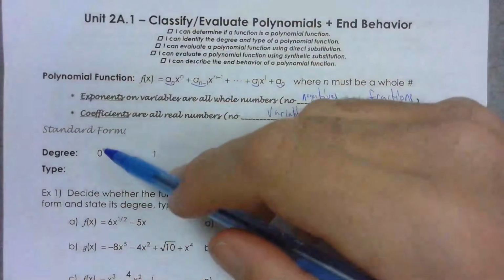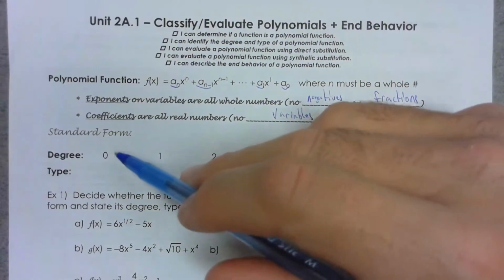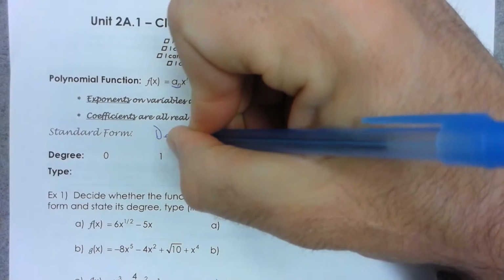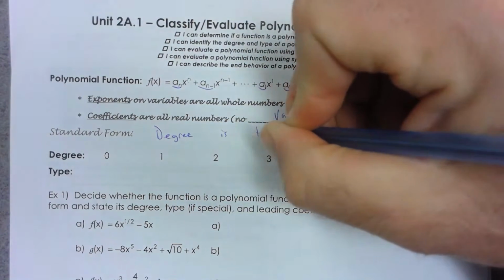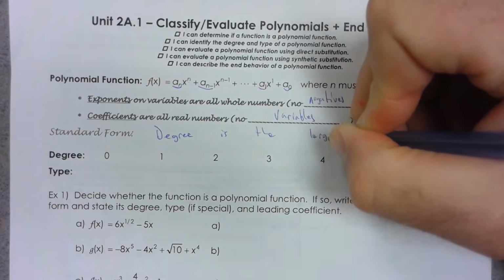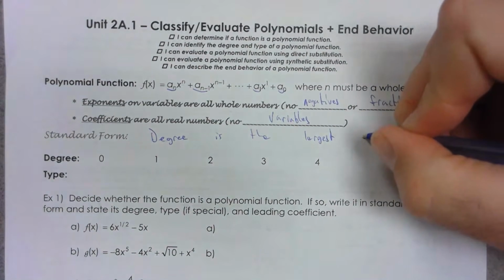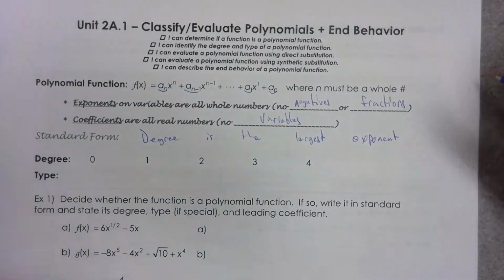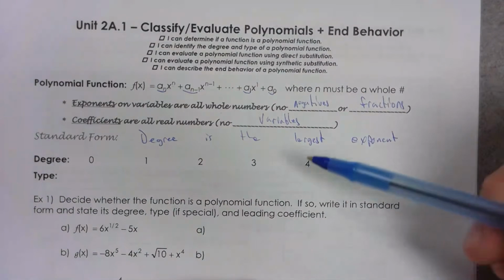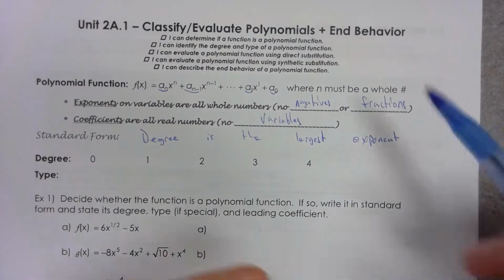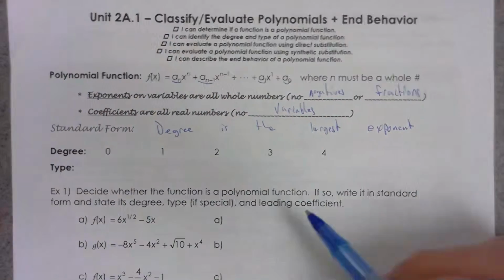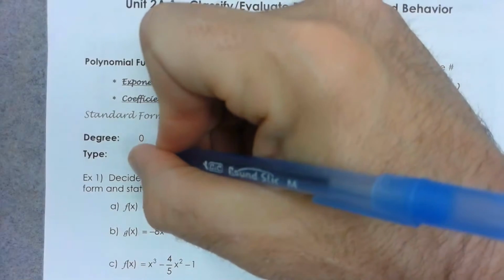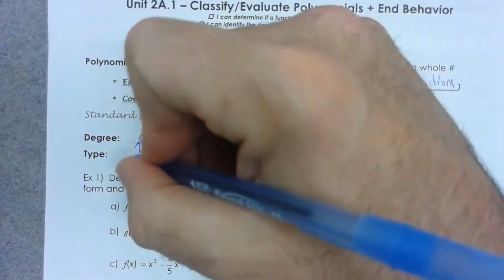Now, degree. Degree is based on the largest exponent attached to the variable. Exponents make things big, so if something has an exponent that's bigger than the next exponent, it's going to eventually completely dominate the graph, and it'll control the shape. So if it's a degree 0, so if 0 is the biggest exponent, that's called a constant.